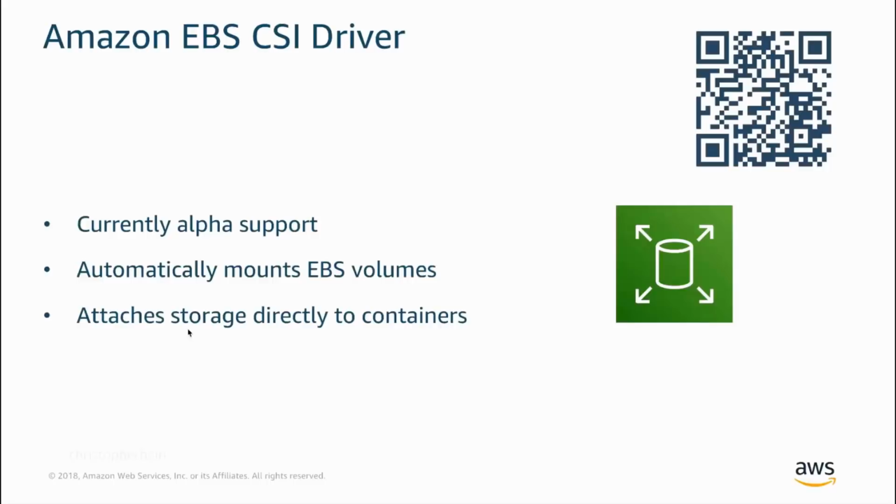And this is currently in alpha support and something we're actively working on. It helps you to manage your elastic block store based storage with your EKS cluster. So it'll automatically provision those volumes and mount them into the EC2 instances, and then attach that storage directly to the containers when you reference them. This is a great tool for a lot of different workloads, such as running stateful services like databases, where you might need high I/O. If you want to scan the QR code in the corner, you can get more details on this project.